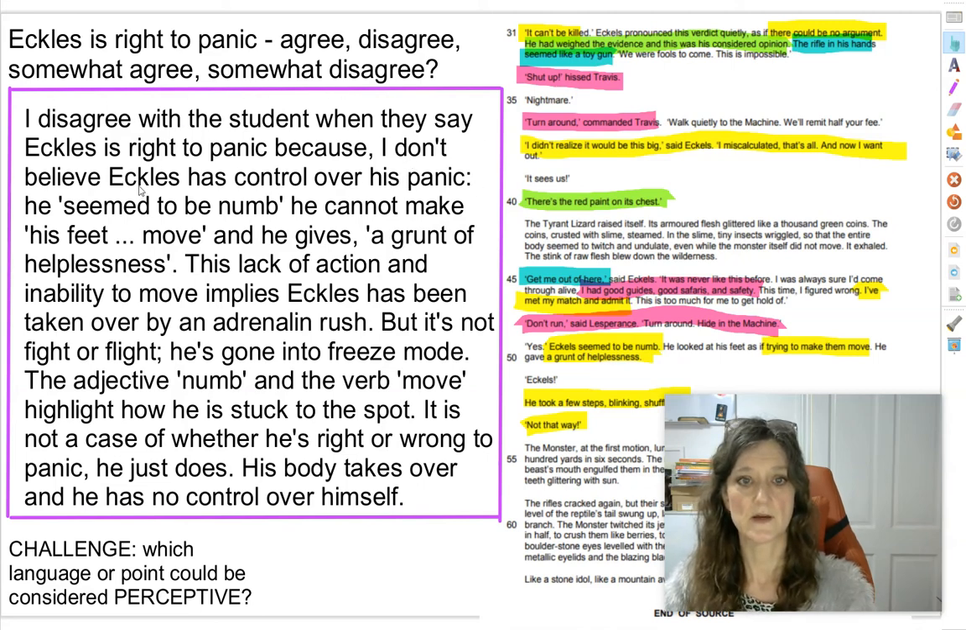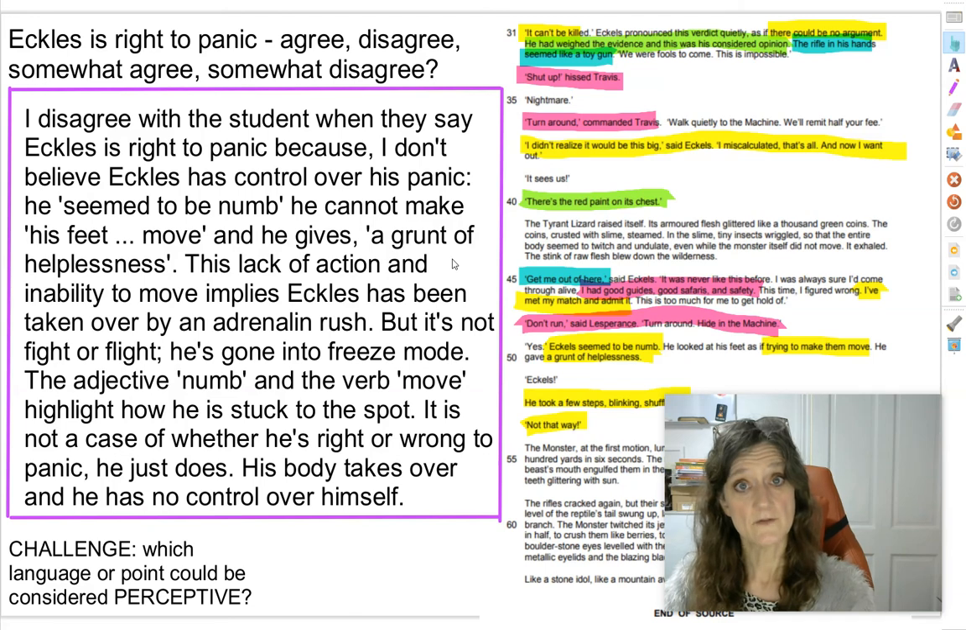And I've put that overall thing in there again. Here's my evidence. He seemed to be numb. He cannot make his feet move, and he gives a grunt of helplessness. So I've used these bits here that I didn't talk you through a minute ago because I've done the paragraph.